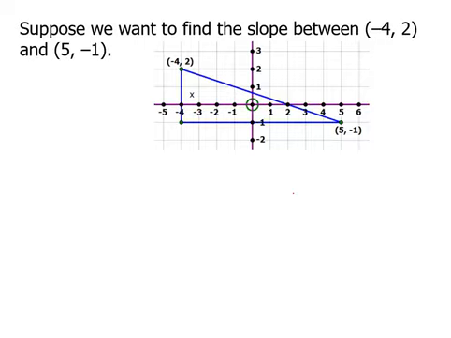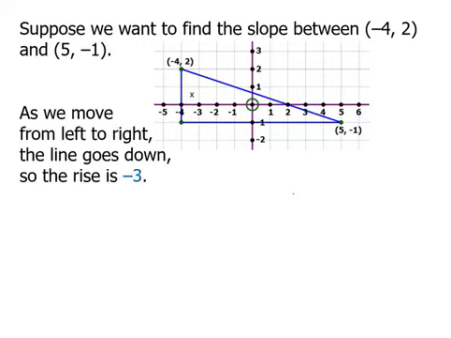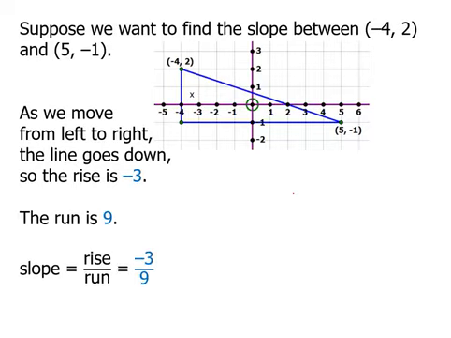And 2 minus -1 is 3. That's actually a drop of 3. And so that is the rise. The rise is -3. And then, of course, the run, we're going from -4 to +5. That's a distance of 9. So the run is 9. Rise over run, -3 over 9. We simplify the fraction to -1/3.